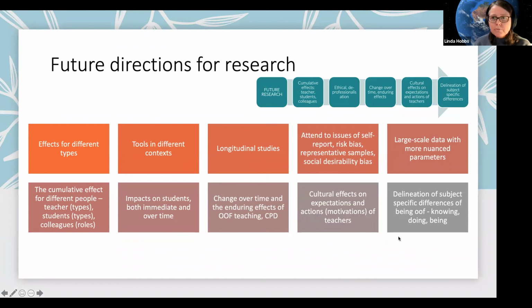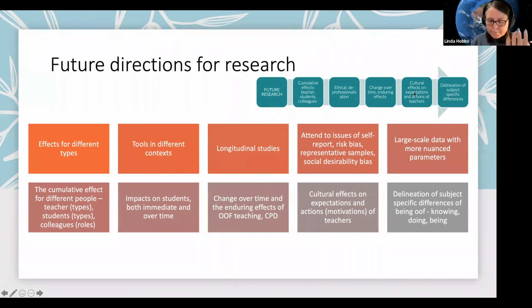In terms of future directions, there's a number listed here, but they can be summarised in these future direction arrows at the top. You can be looking at cumulative effects. You can be looking at the ethics associated with it, more from that critical angle. Change over time and enduring effects of being out of field, but also of interventions, I think is really important. The cultural effects of expectations, cultural effects, yeah.